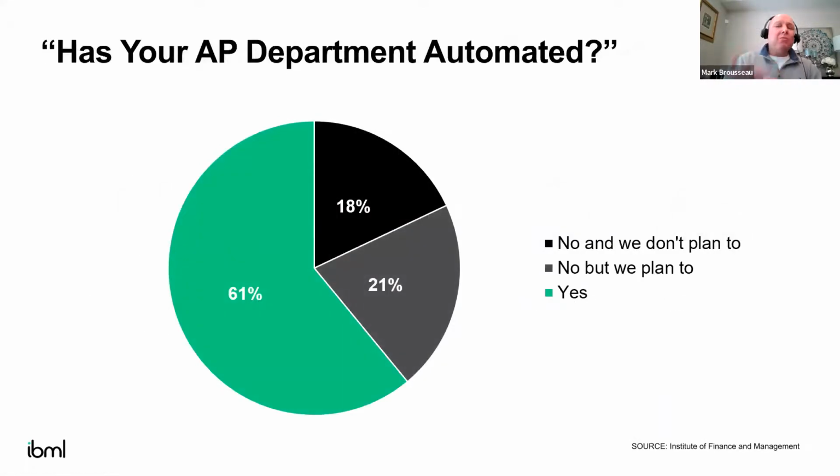And so what we're looking at is a paradigm shift, right? Organizations are saying, we've got to accelerate these digital transformation initiatives in accounts payable. What might surprise a lot of folks is that a study by the Institute of Finance and Management from earlier this year found that 61% of all AP departments have some kind of technology today. Now, to be clear, it's not end-to-end technology, but they've got something today to help them process their invoices and pay their suppliers.